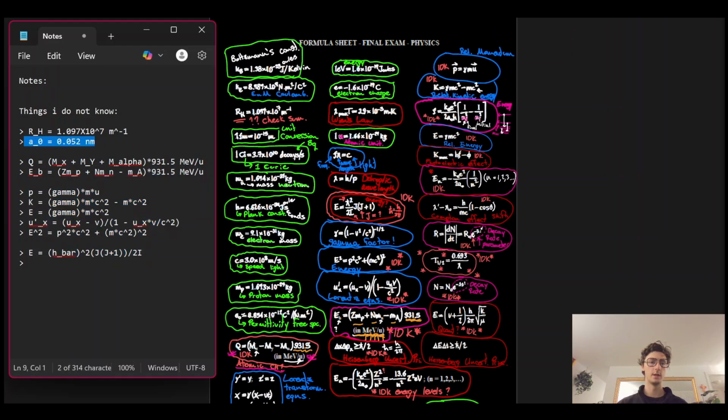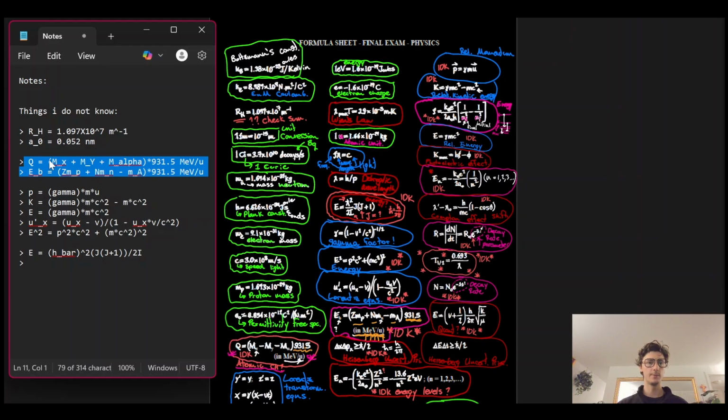I've broken stuff down into, over here we got 2 constants that I don't really know. This constant right here, r subscript h, I don't know what this is, so I'm going to try to find it in the book. And then another constant all the way down here, a subscript 0 is equal to 0.052 nanometers. I got this section here, which, take a look, it is this equation right here.